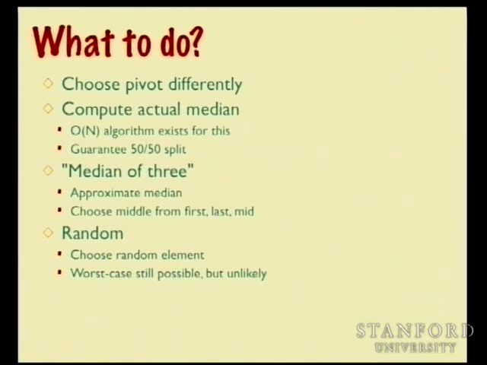To take it to the far extreme, one thing you could do is really just compute the median. Analyze the data and compute the median. It turns out there is a linear time algorithm for this that would look at every element of the data set once and then be able to tell you what the median was. And that would guarantee you that 50-50 split. So if you find it and use it at every stage, you will guarantee it. Most algorithms don't tend to do that. That's actually kind of overkill for the problem.